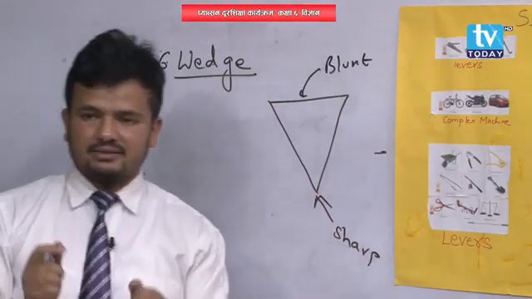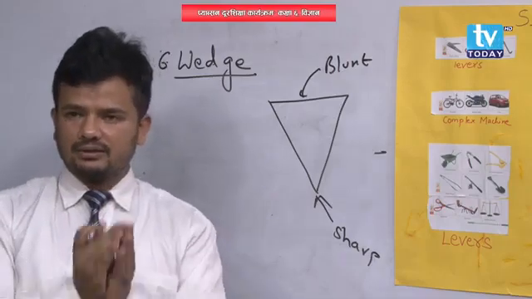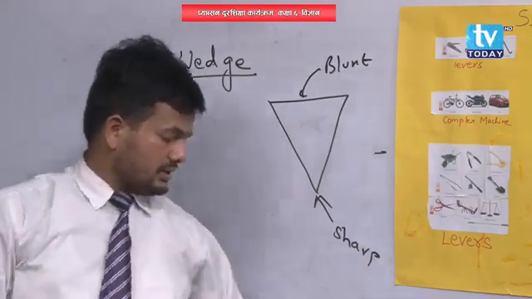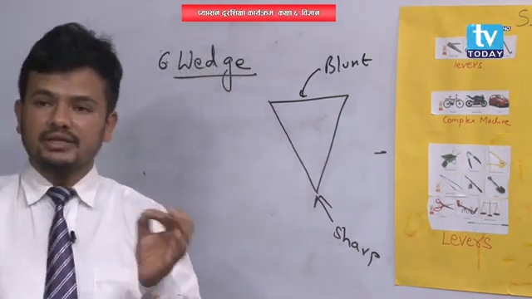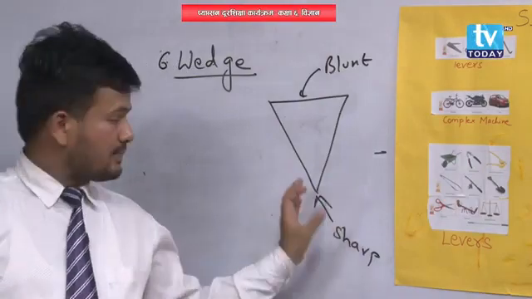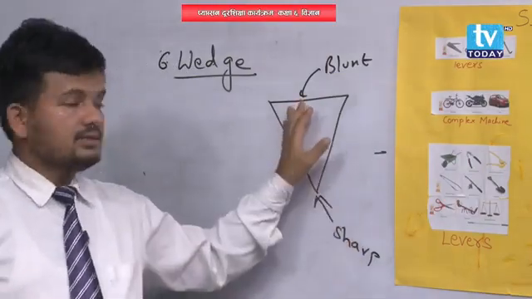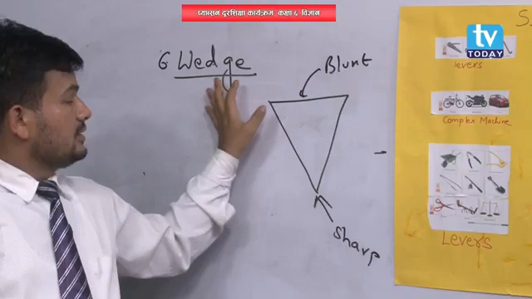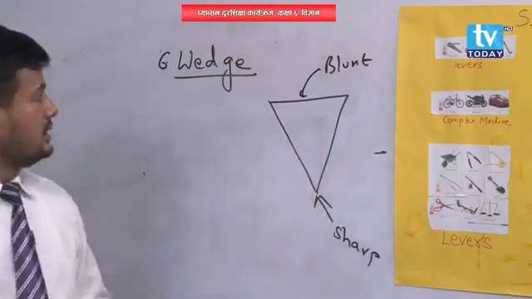Example, an axe that can be used to cut wood, or a knife. A knife is also an example. Kukuri. Knife and kukuri are examples of the wedge. One part is very sharp and one part is blunt. This is a wedge.